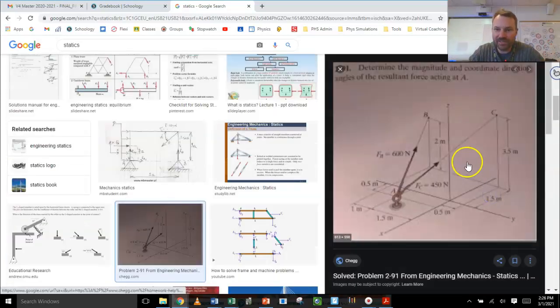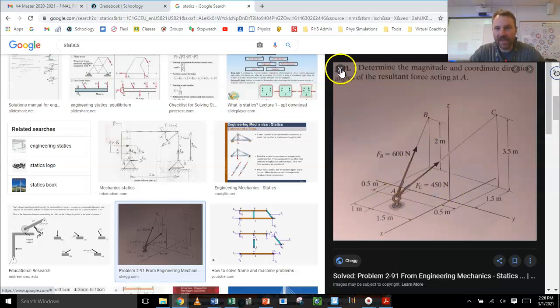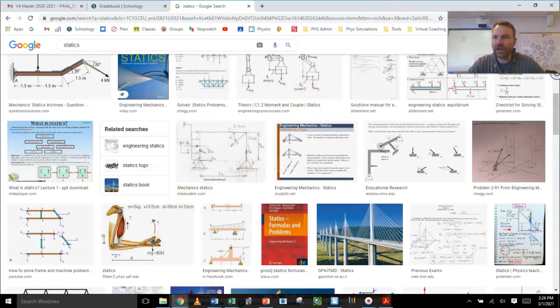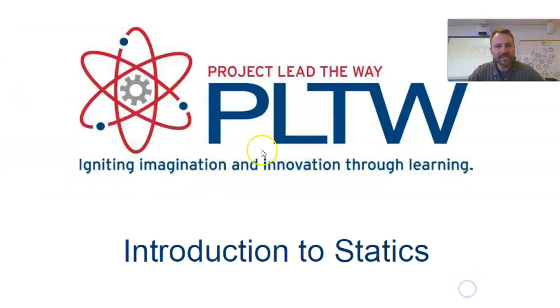Here's a three-dimensional statics problem where you've got a cable being supported. So this cable AC is pulling up and to the right. Cable AB is pulling up and to the left. So you've got forces acting on an object. And this is what statics is: forces acting on an object.